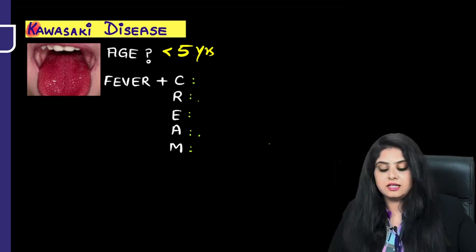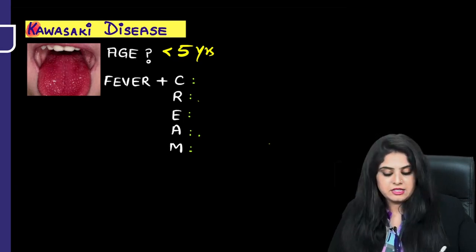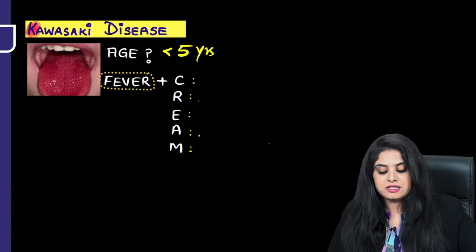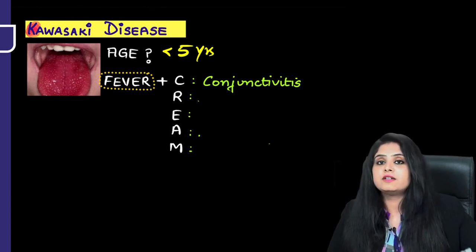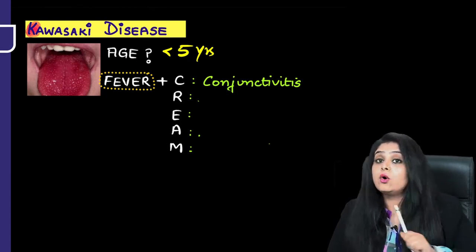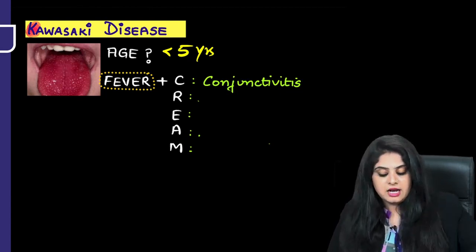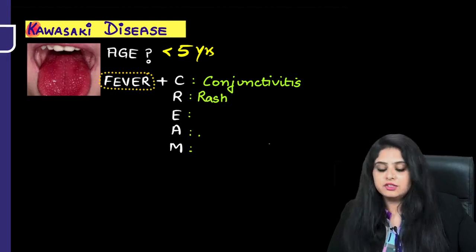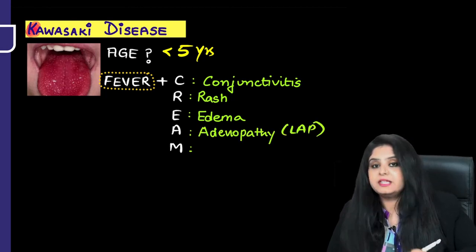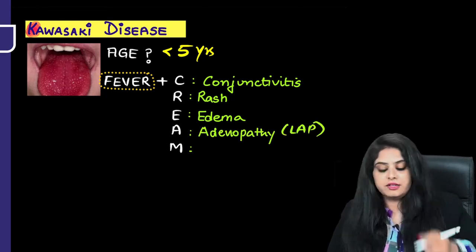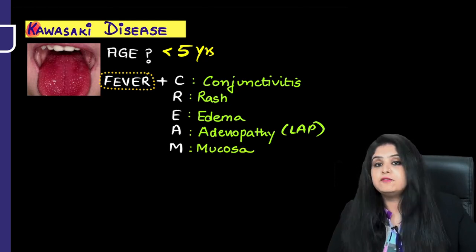They have a criteria. That is, fever is mandatory. Fever is the mandatory criteria, plus there has to be CREAM in it. So, what is CREAM in the CREAM criteria? First C means conjunctivitis. Usually, it is bilateral non-purulent conjunctivitis. R means the patient is going to have rashes. E for swelling, edema. A for adenopathy. Adenopathy means lymphadenopathy. Lymph nodes, cervical lymph nodes are affected. And M finally for mucosa.